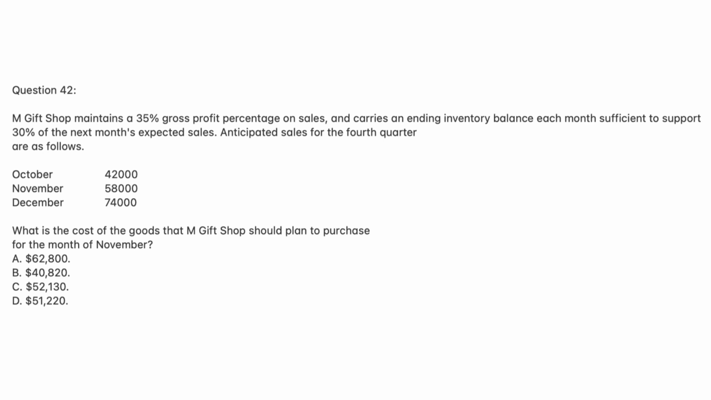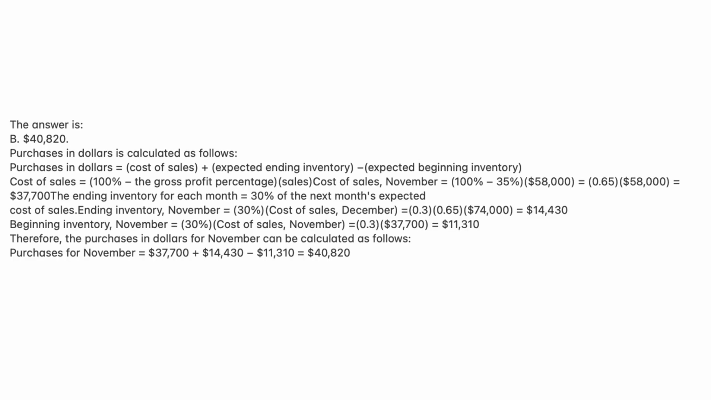Question 42. M Gift Shop maintains a 35% gross profit percentage on sales, and carries an ending inventory balance each month sufficient to support 30% of the next month's expected sales. Anticipated sales for the fourth quarter are as follows: October 42,000, November 58,000, December 74,000. What is the cost of the goods that M Gift Shop should plan to purchase for the month of November? A. $62,800, B. $40,820, C. $52,130, D. $51,220.